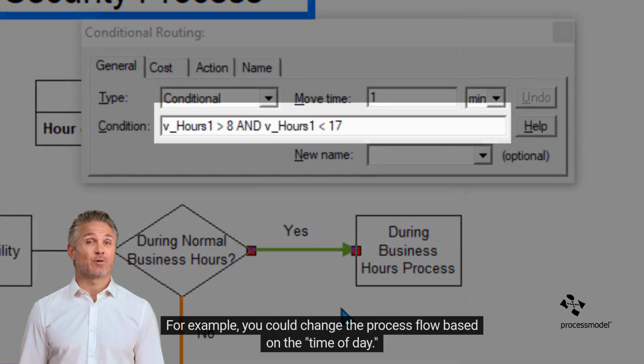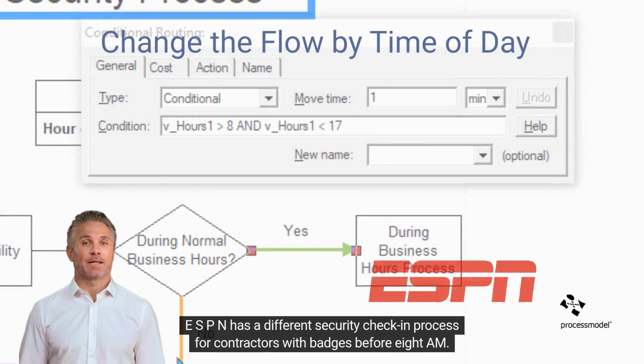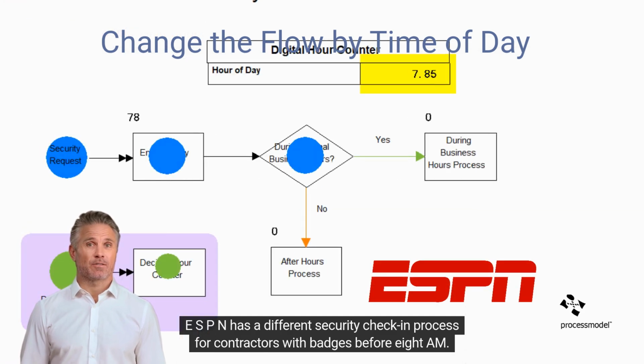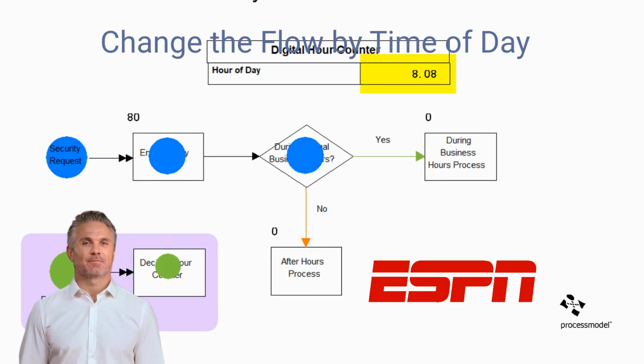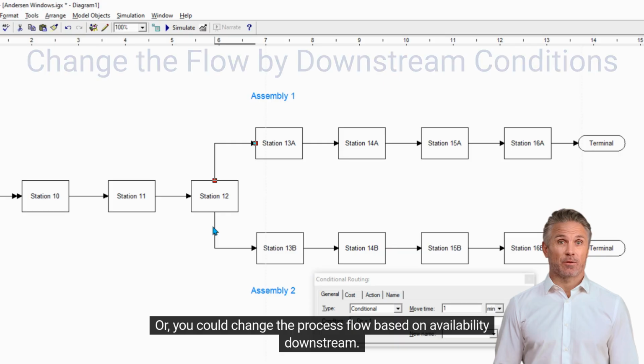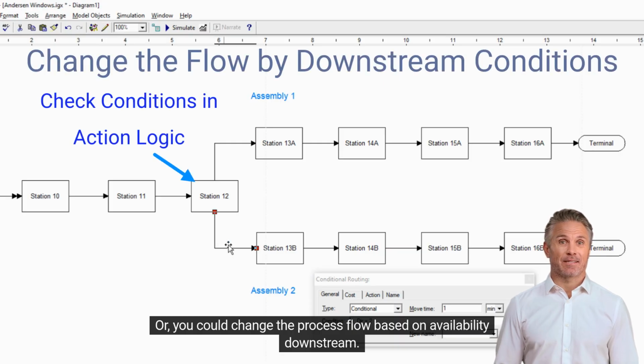For example, you could change the process flow based on the time of day. ESPN has a different security check-in process for contractors with badges before 8 a.m. Or you could change the process flow based on availability downstream.